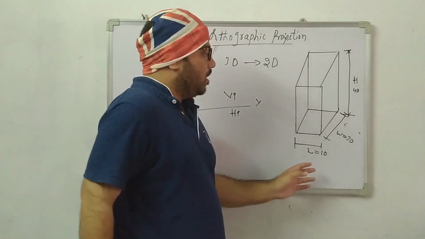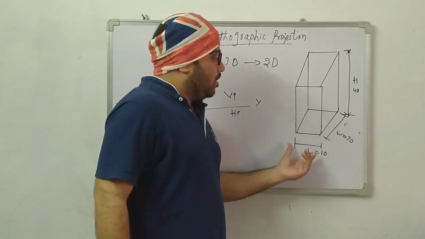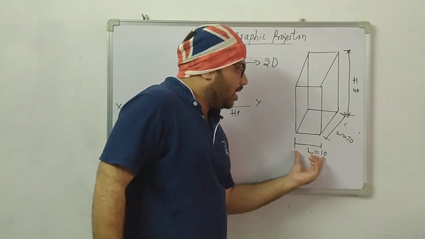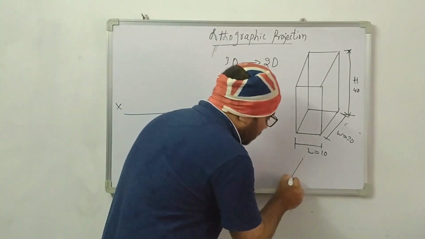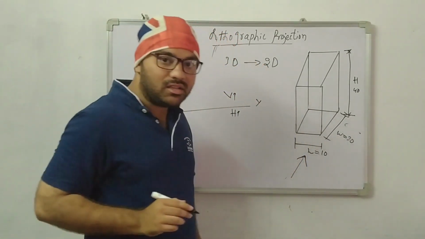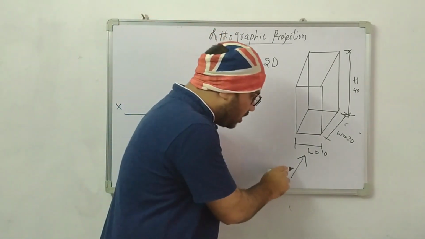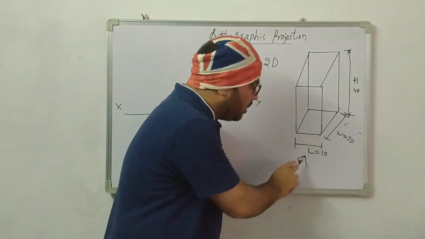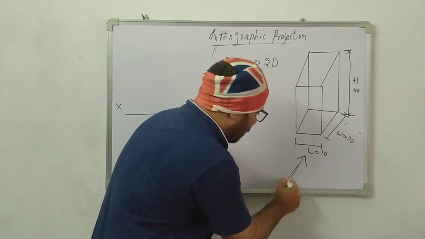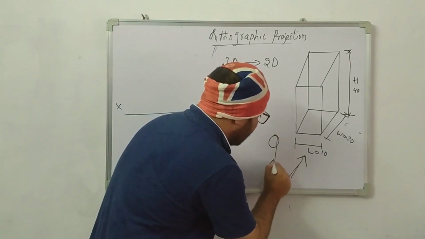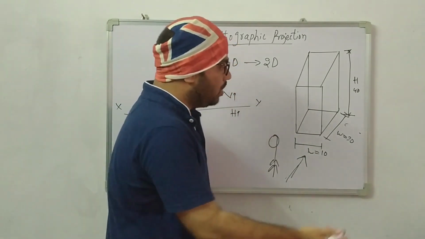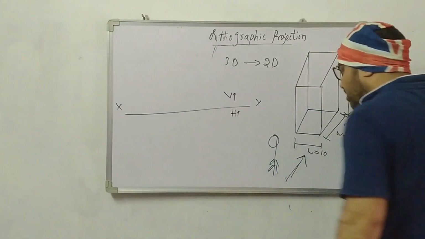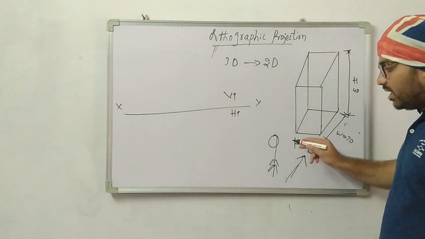For example, here the length is given as 10, and here the width is given as 20. But the direction is mentioned here. The arrow mark is mentioned here. If the arrow mark is mentioned in the problem like this, that is my front view. It means the observer is standing here, watching the front view like this. The observer is not standing here. This is not my front view. This is my front view.